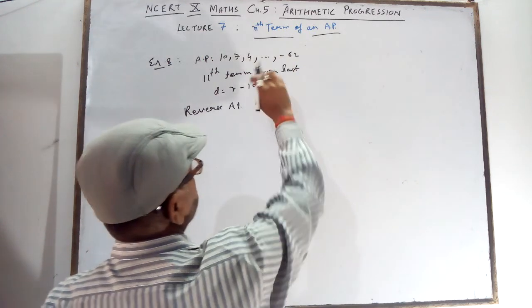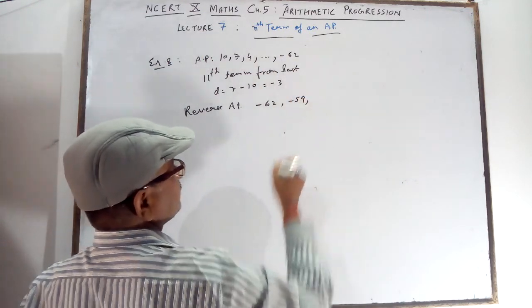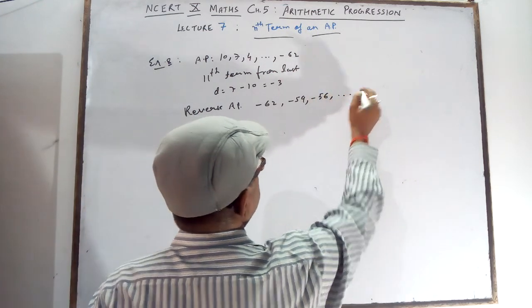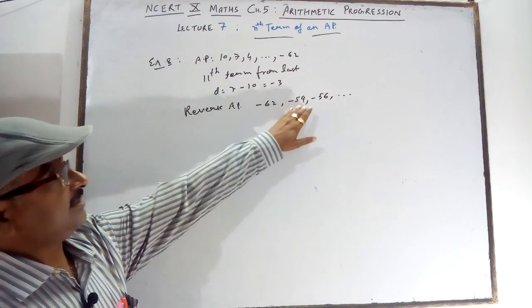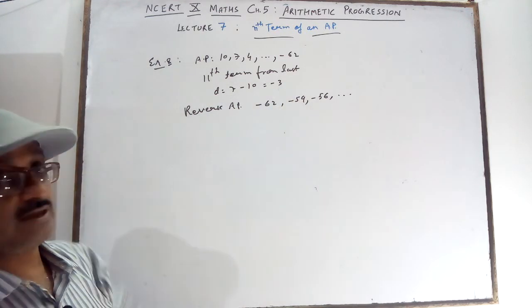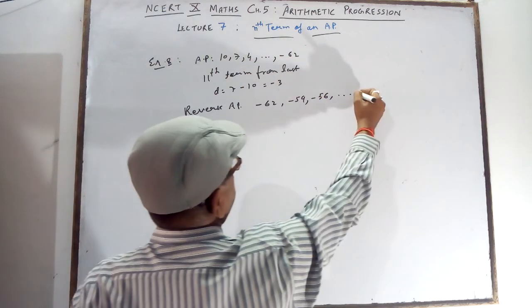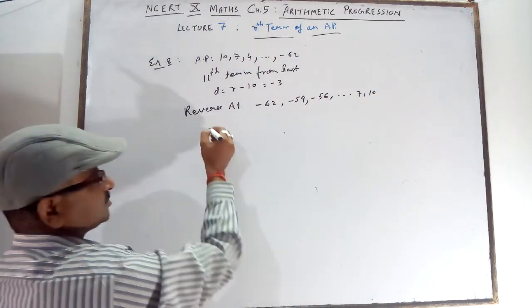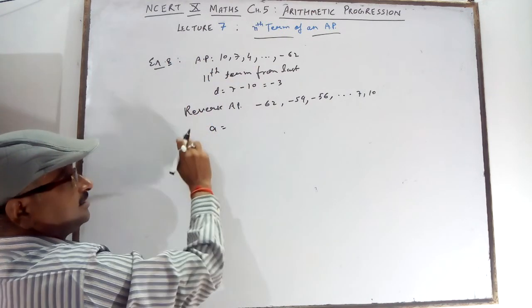Which number will be before this, 3 less? So minus 59, minus 56, up to, you see that, minus 59, so the opposite sign you will get. So 3 less, according to this you will get, and at last you will get 7 and 10. So what is the A in this case? You write the reverse order from the last.